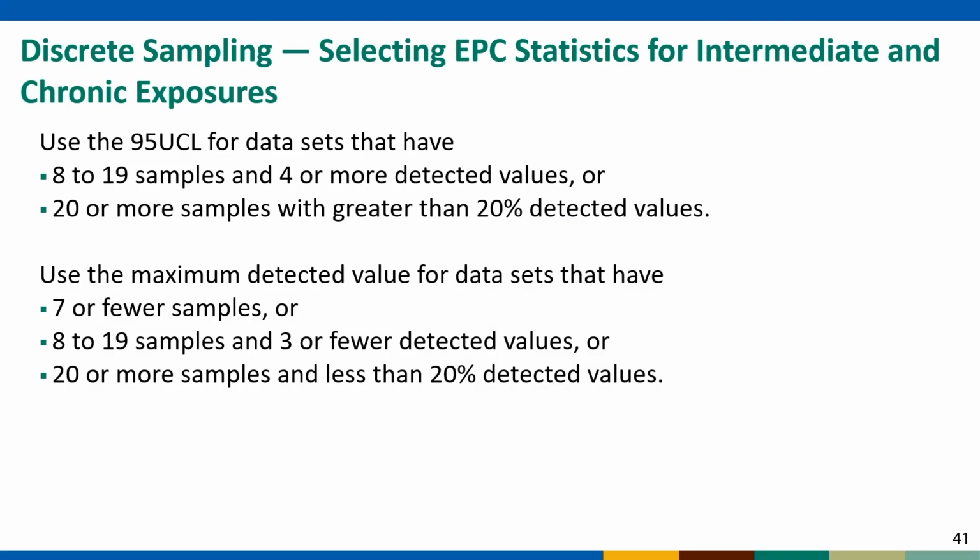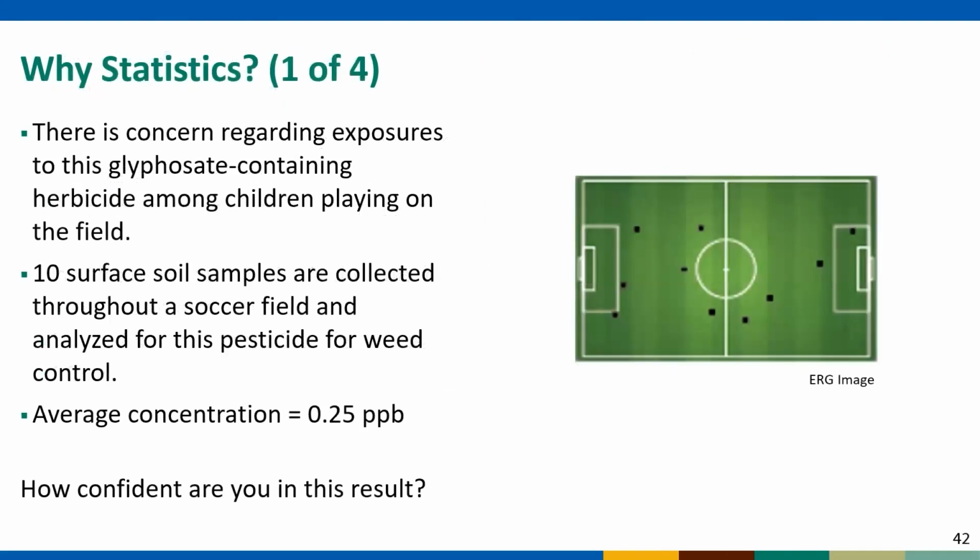We do not want to be in the position where we tell people it is safe when in fact it is not safe. So how do we control for that type of error, and how do statistics help us with that sort of problem? This is best shown by example. Let's imagine a soccer field where a herbicide had been applied as a weed control, like the picture shown on this slide.